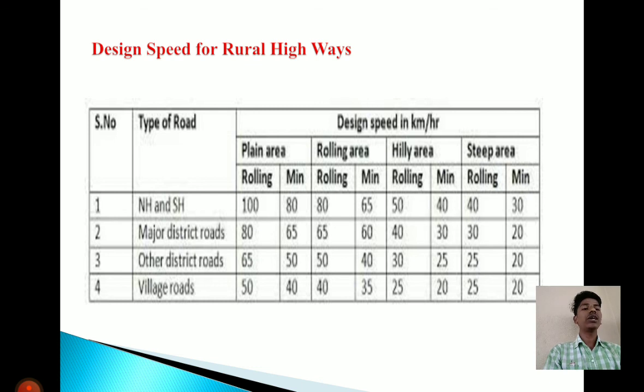For major district roads in the hilly area, 40 is the maximum design speed and 30 is the minimum. For village roads in the hilly area, 25 is the maximum and 20 is the minimum. In the steep area, for national and state highways, the maximum is 40 and the minimum is 30. For major district roads, the maximum is 30 and the minimum is 20. For other district roads, the maximum is 25 and the minimum is 20. For village roads in the steep area, the maximum is 25 and the minimum is 20.